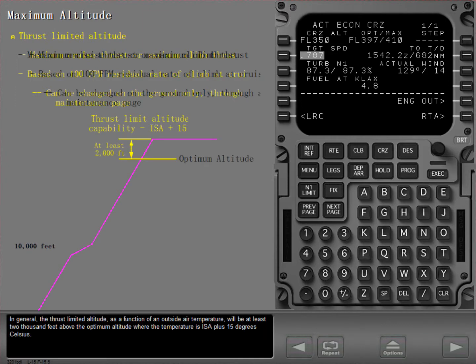In general, the thrust limited altitude as a function of outside air temperature will be at least 2,000 feet above the optimum altitude where the temperature is ISA plus 15 degrees Celsius.